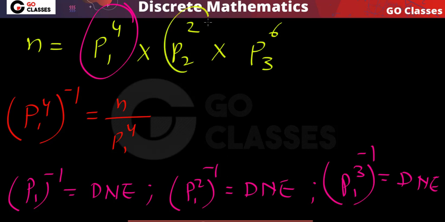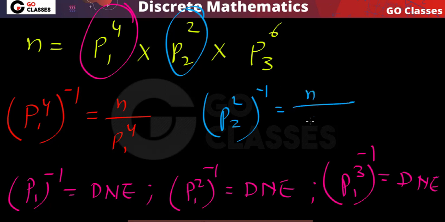Similarly there is a complement for this whole thing. If you want to find the complement of p2 square, there is a complement, that is n divided by p2 square. But there is no complement for p2. If I ask you what is the complement of p2, that does not exist.